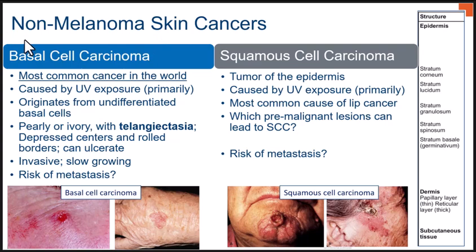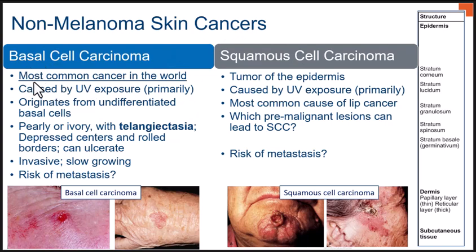So if you think about it like this, there are three main types of skin cancer. Malignant melanoma, which is the worst form that can spread and metastasize throughout the body. And then we have basal cell carcinoma and squamous cell carcinoma, both of which have a much, much better prognosis.